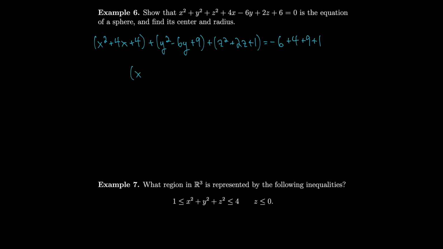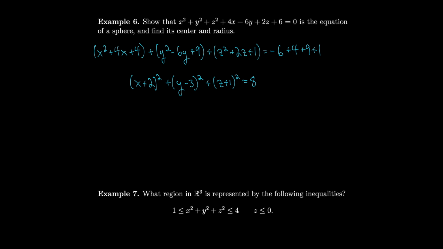So we end up with (x plus 2) squared plus (y minus 3) squared plus (z plus 1) squared equals 8. We just factor each of these terms and then we simplify the right side. So it looks like that is a sphere with center (minus 2, 3, minus 1) and radius square root of 8, which we could write as 2 root 2.